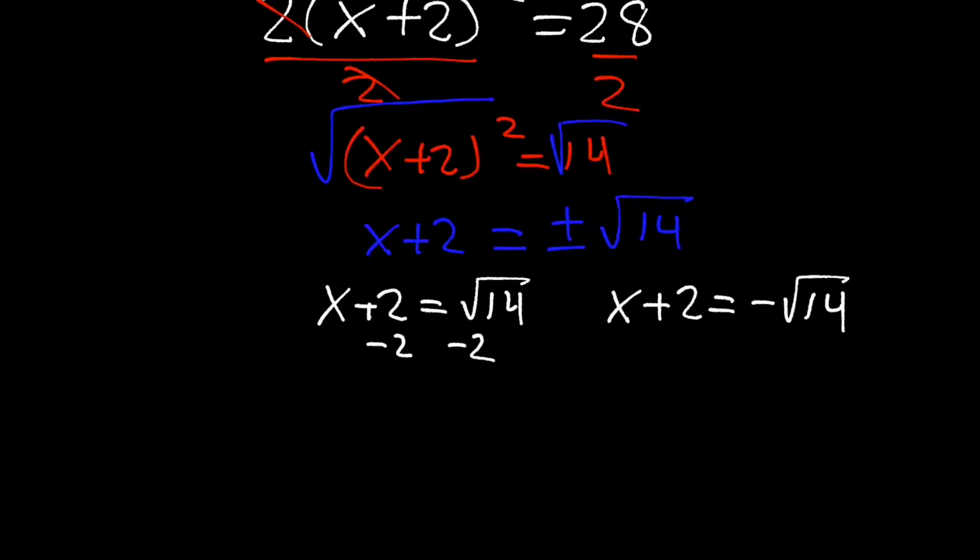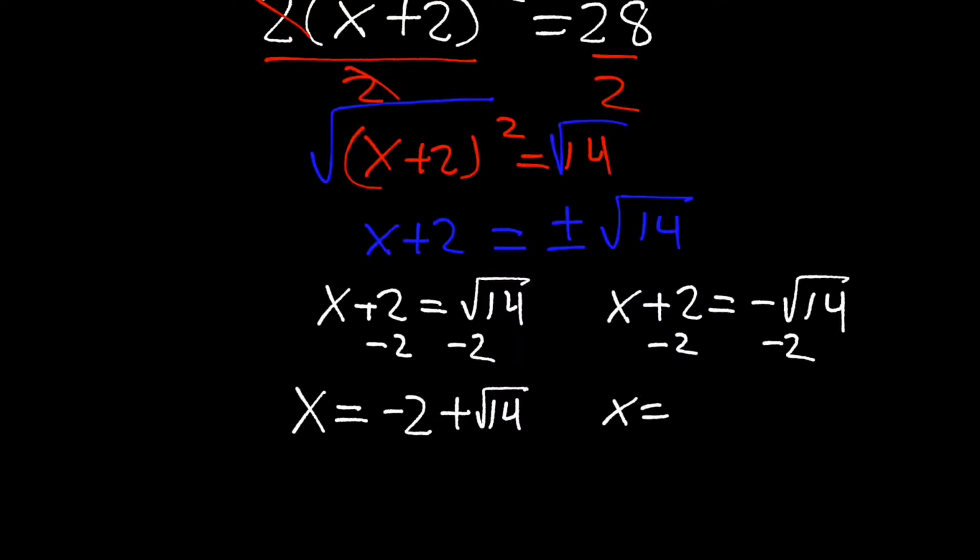Subtract 2 from each of our equations. And our solutions are x equals negative 2 plus the square root of 14, and x equals negative 2 minus the square root of 14.